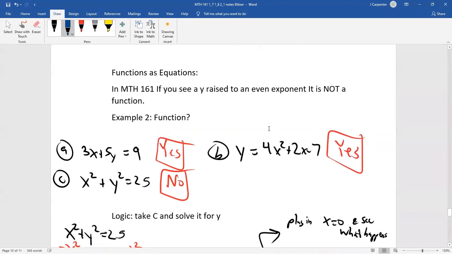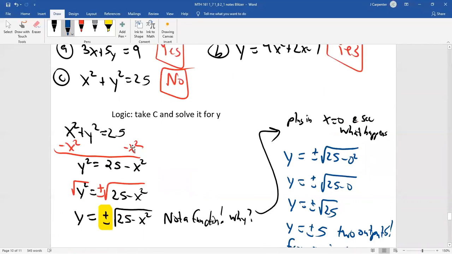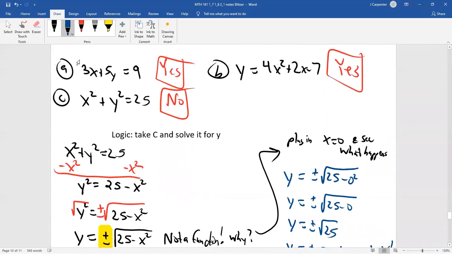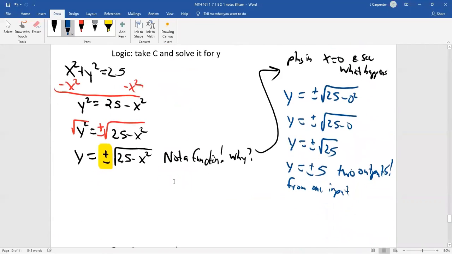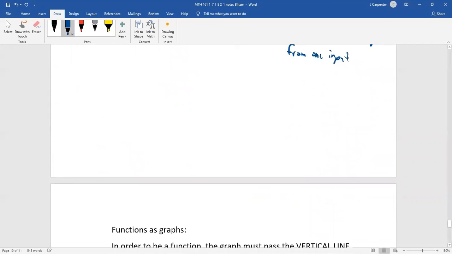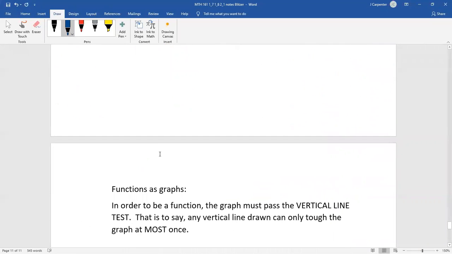Look for y raised to an even exponent. That's the red flag. That's all it is. If you want to go through and do the more methodical way, A, you could have solved for y, B, you literally had to do nothing. C, when you try to solve for y, you have to use a plus or minus, assuming you do everything correct. If you forget the plus or minus, you're just going to get y equals square root, blah, blah, blah, and you're going to think it's a function. But you messed up that thing that so many people mess up. Don't mess it up.